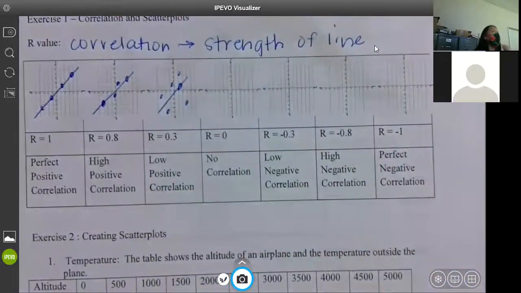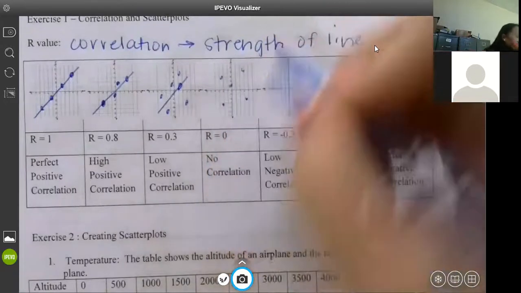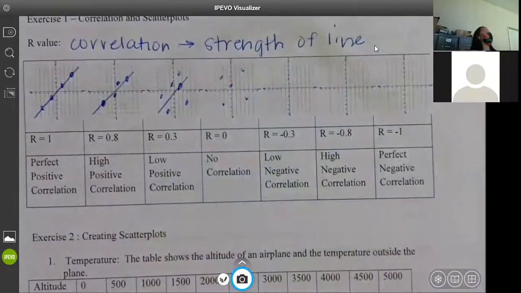A low positive is going to be that you can tell that it's a positive correlation, but maybe not many of the points touch it. Okay. And we're going to see all of this on our calculator. 0 correlation means that these plots are scattered everywhere. There's no positive or negative. You can't tell if it's increasing or decreasing.